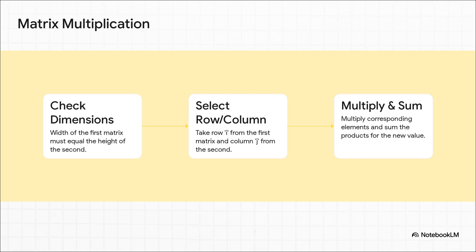So to find the value for a specific spot in your result, say at 1, 1, you take the first row from matrix A and the first column from matrix B. You multiply their corresponding elements, and then you sum up the results. It's this kind of row-by-column dance, and getting that rhythm down is absolutely key.